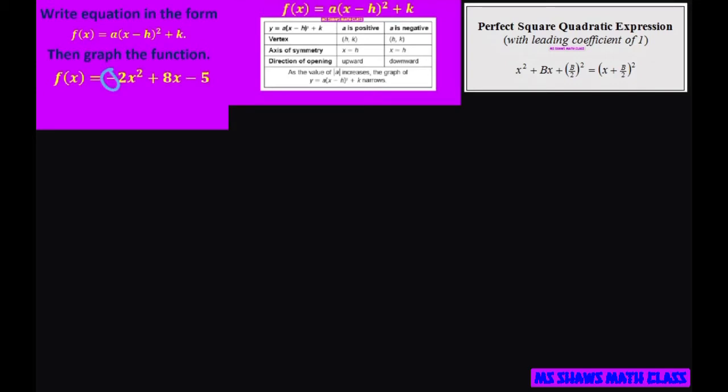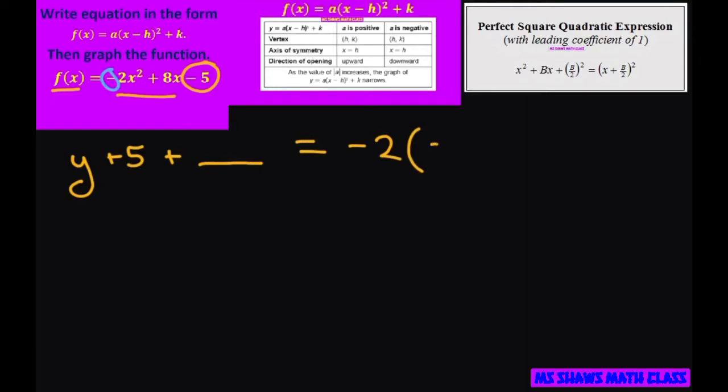And the first thing I'm going to do to write this in vertex form is to change this f of x to y. I'm also going to add 5 to both sides of the equation. So I'm going to put the 5 over here, and then we're going to end up completing the square. Now on the right-hand side of the equation, I'm going to factor out a negative 2. So that means I'm going to have x squared minus 4x. And then we're going to complete the square.